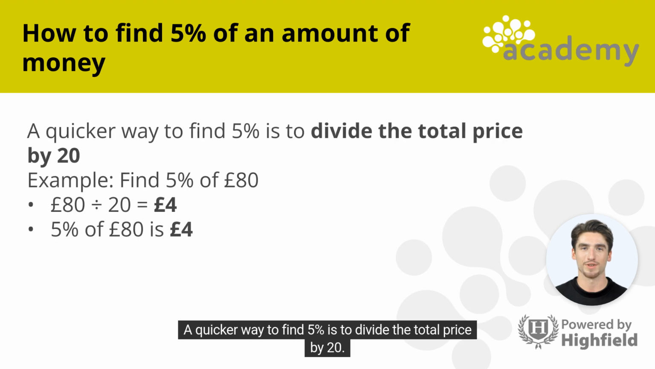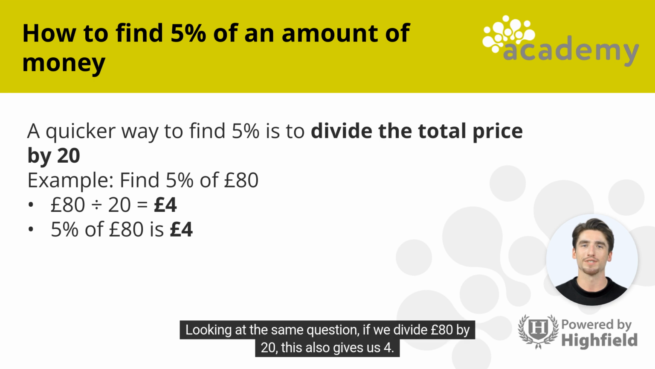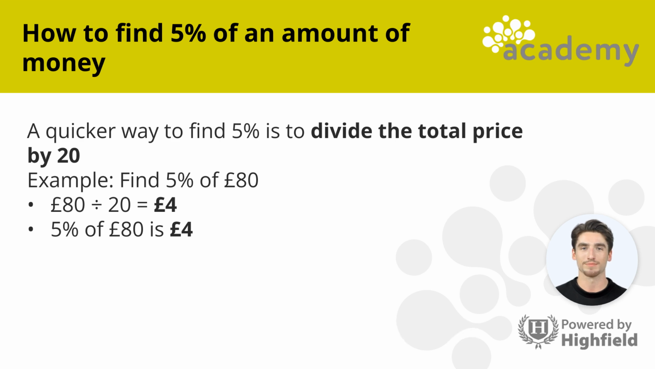A quicker way to find 5% is to divide the total price by 20. Looking at the same question, if we divide £80 by 20, this also gives us 4.